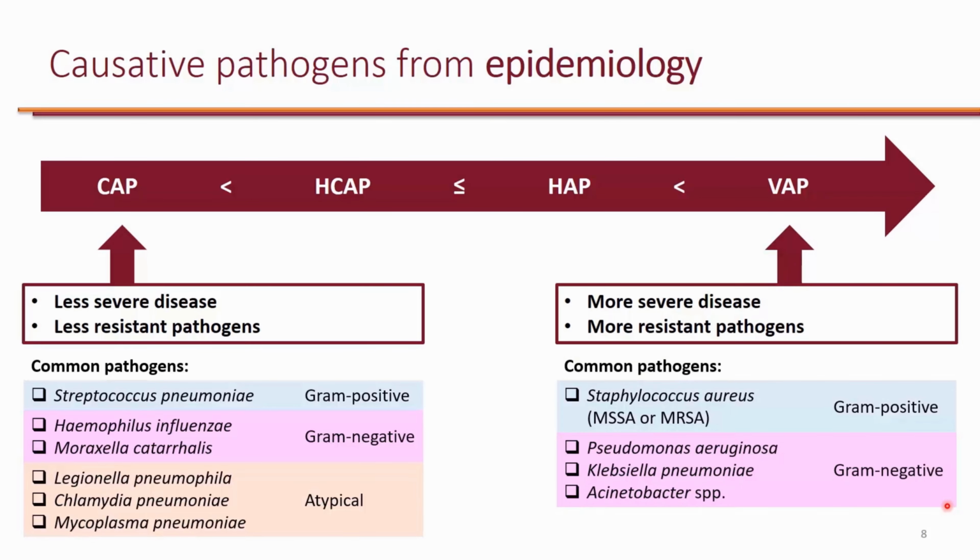When we look at ventilator-associated pneumonia, it's a relatively more severe disease with mortality as high as 30%, and is typically caused by more resistant pathogens. So the organisms that you want to target empirically are Staphylococcus aureus, which could include methicillin susceptible Staphylococcus aureus or methicillin resistant Staphylococcus aureus, as well as gram-negatives such as Pseudomonas aeruginosa, Klebsiella pneumoniae, and Acinetobacter species. And these organisms are usually more likely to be drug resistant.